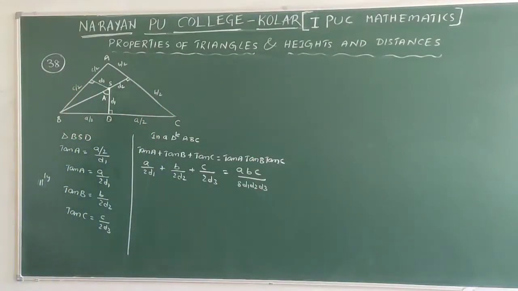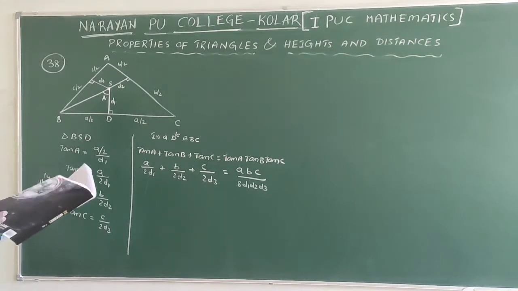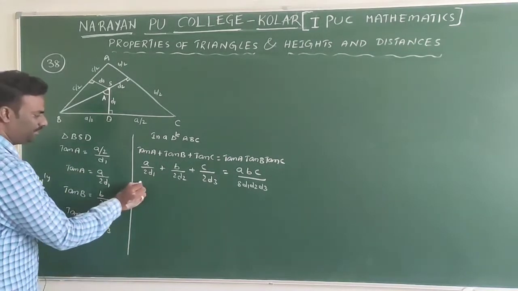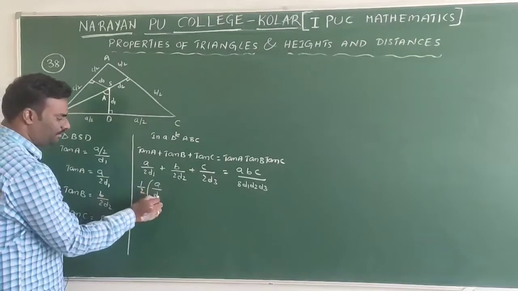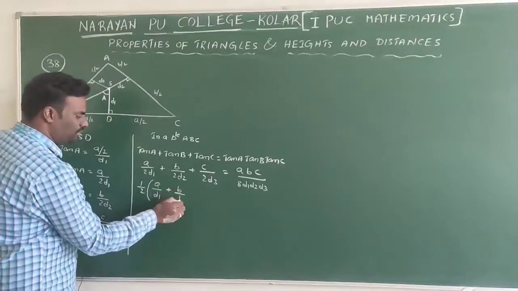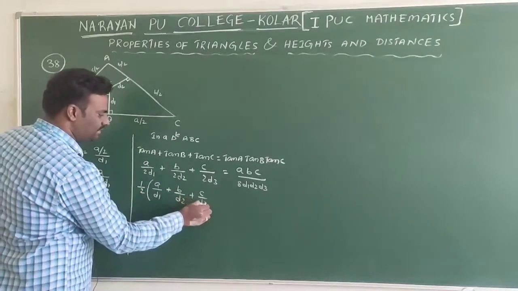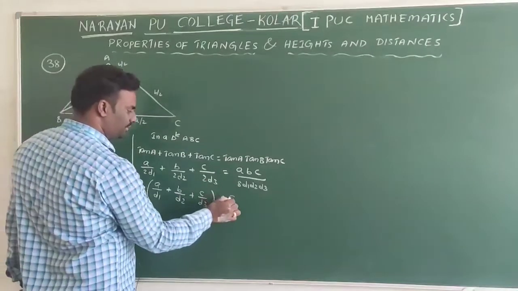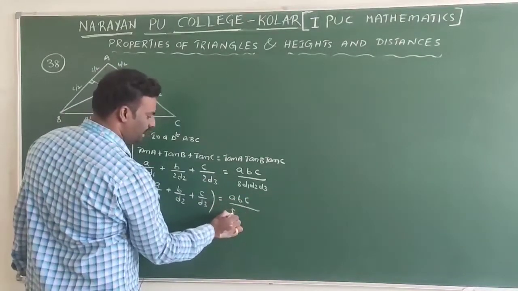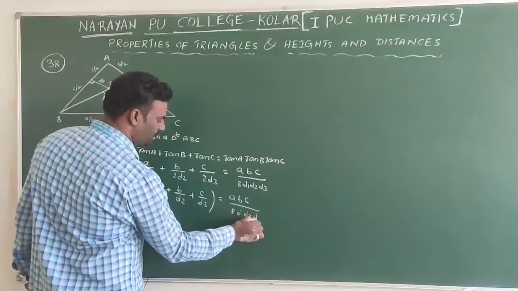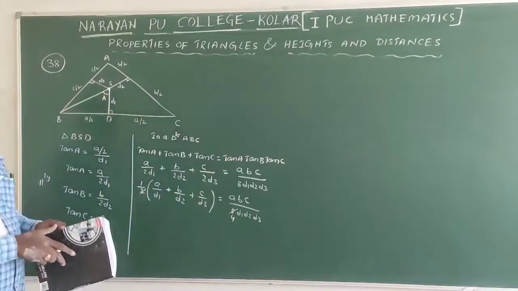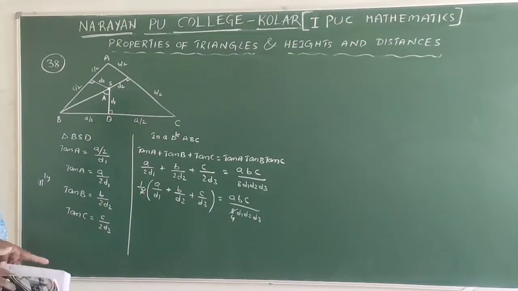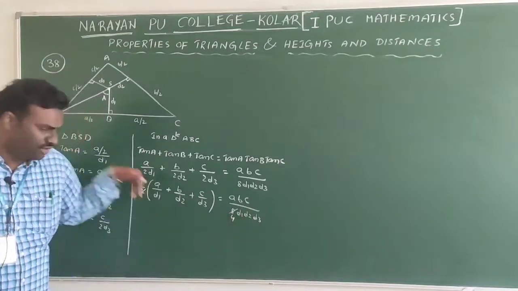But in the given question, the given condition is lambda into A by D1, B by D2, C by D3. That's why here I am taking 1 by 2 common. Now A by D1, B by D2, C by D3 equals ABC by 8 D1 D2 D3. Now 2 ones are 2, 2 fours are 8, cancel. But in the given question, the right side value is ABC by only D1 D2 D3. That's why send it to this side.